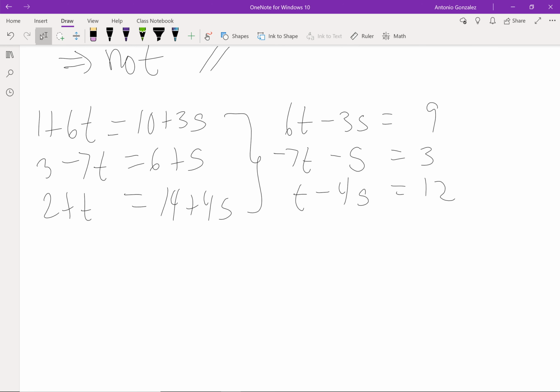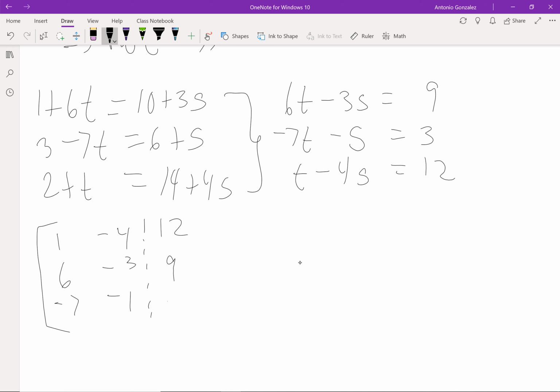And again, my preferred method is setting up a matrix. It's just way easier, in my opinion, especially if we have technology at our fingertips that we can use to solve this problem. And again, we reduce to row echelon form.